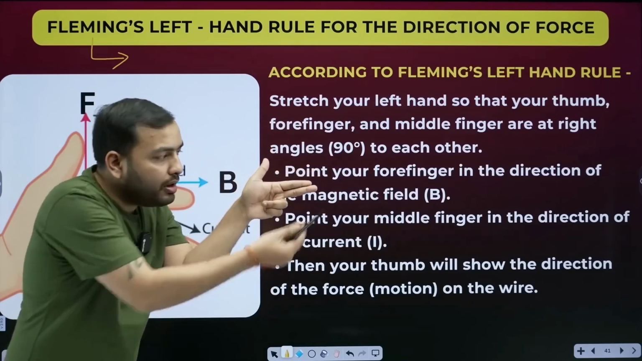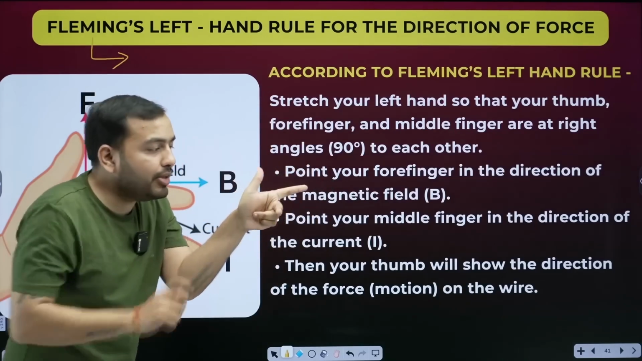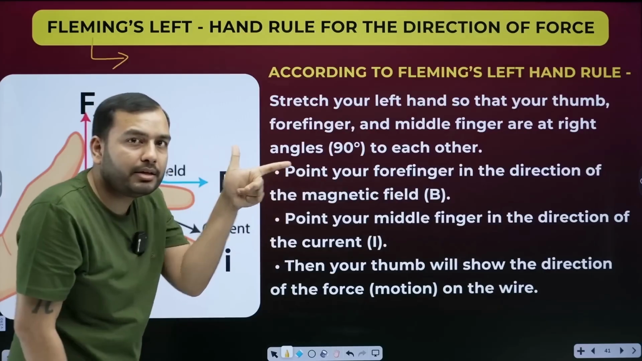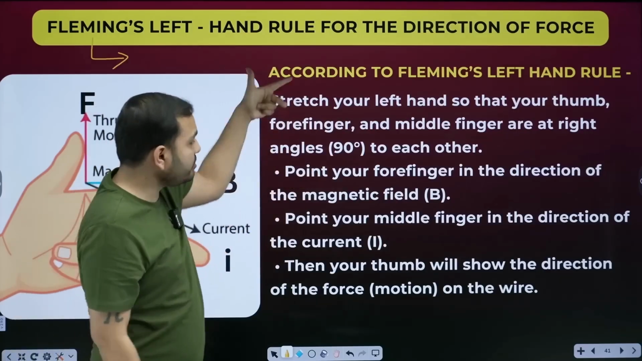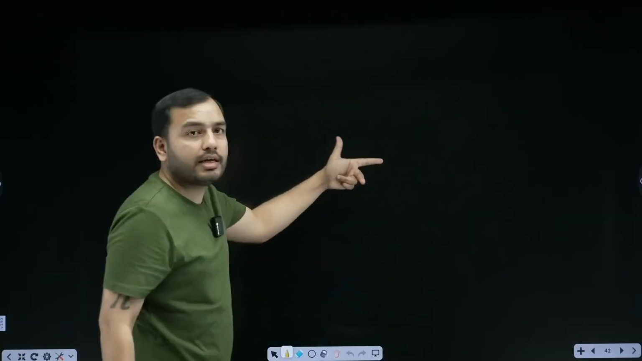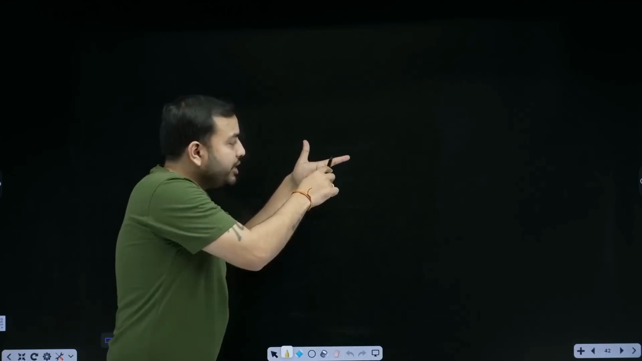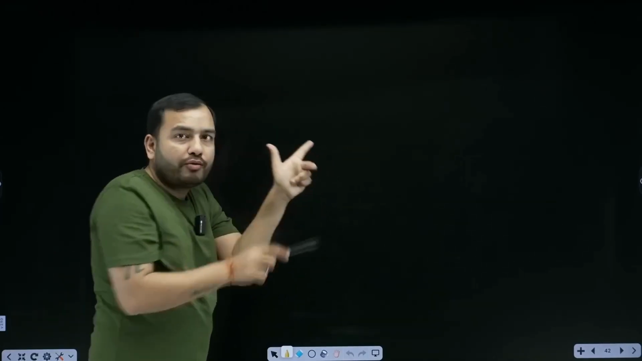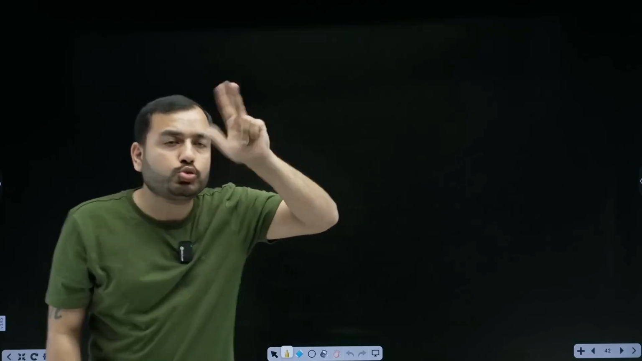Yes, the gun is formed. Now take this finger and straighten it like this. Now look, all three are perpendicular. This is perpendicular to this at 90 degrees. Is it visible? Yes, sir. It's absolutely clear. This is perpendicular to this, and this is perpendicular to this. And this is also perpendicular to this. All three are mutually perpendicular.